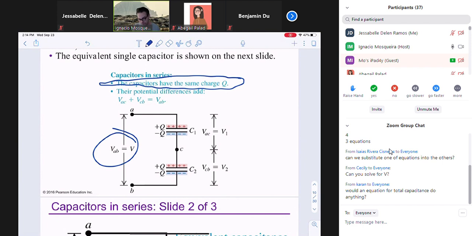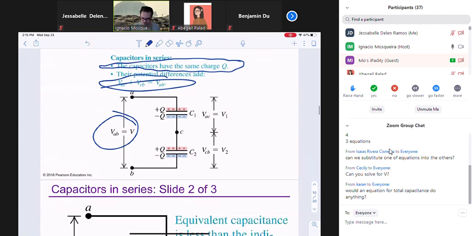Whenever they're in series, you can always just keep one charge. Just keep the same charge on both. And then they have this condition, which is the same thing I wrote: 10 equals V1 plus V2. Okay, so it's the same thing.